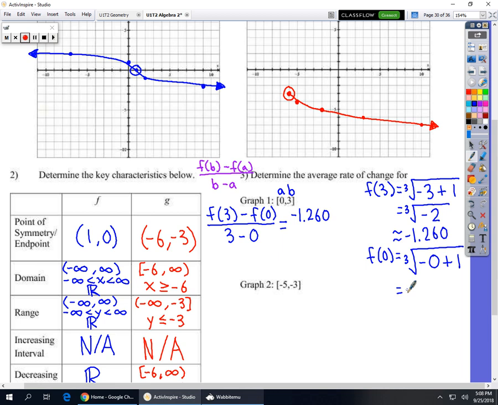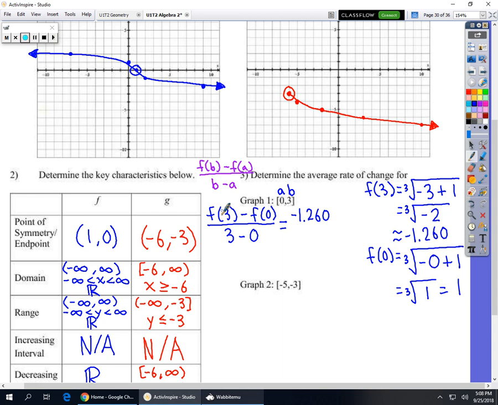Okay, so we can do the inside part. Remember, negative 0 is just 0. So 0 plus 1 is 1. And what's the cube root of 1? Cube root of 1 is just 1. I'm not going to waste vertical space. That's just 1. So my answer for f of 0 is 1.